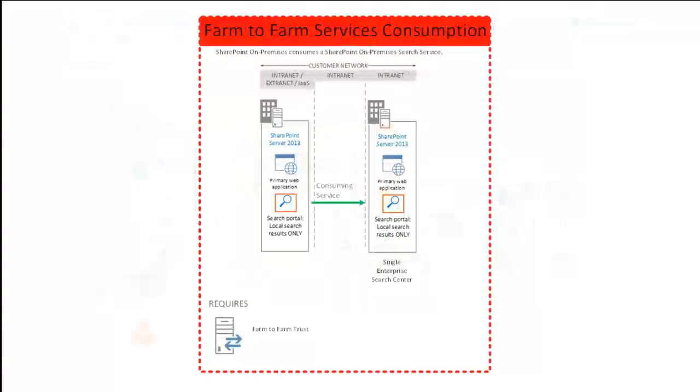This is the true farm-to-farm services consumption where you have farm trust in place. This is not supported with Office 365 multi-tenant. That's why I mentioned earlier that it's really an IaaS to on-premises or on-premises to on-premises scenario, where you have maybe multiple regional farms with a farm trust in place, and one of your farms is consuming the search service from the primary search farm. So this is true SharePoint services consumption, where you have one search index, you have one search center, and you're sharing it across all your environments.